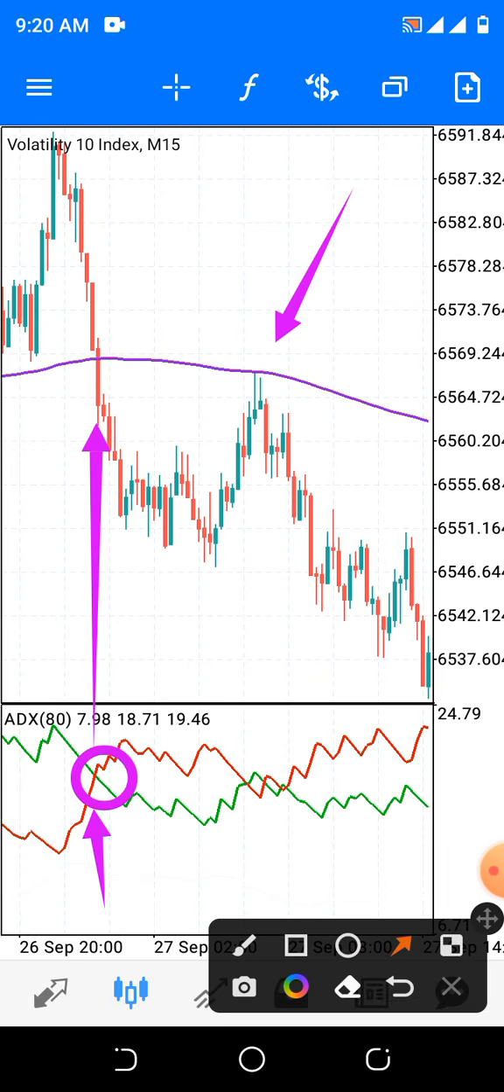Do you understand? Make sure that whenever you are entering, you enter immediately the crossing occurs. And make use of a proper stop loss. So in this particular case we have excess profit already.